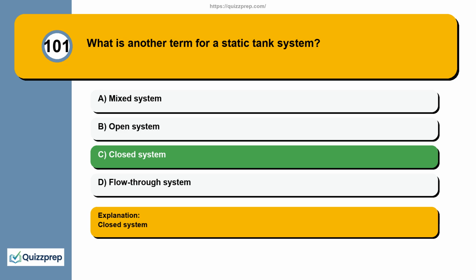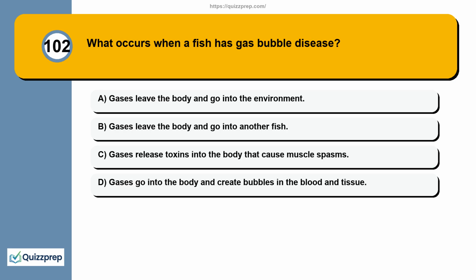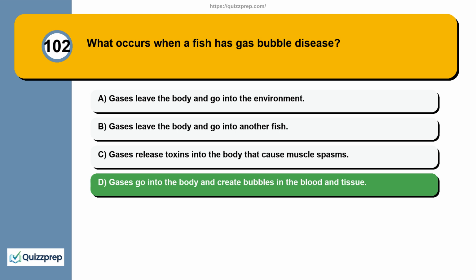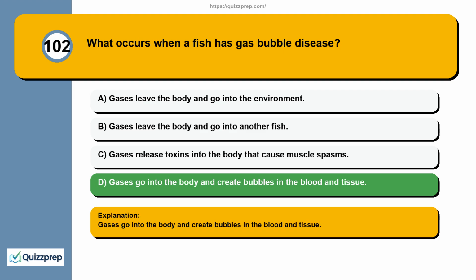Question 102. What occurs when a fish has gas bubble disease? Option A, gases leave the body and go into the environment. Option B, gases leave the body and go into another fish. Option C, gases release toxins into the body that cause muscle spasms. Option D, gases go into the body and create bubbles in the blood and tissue. The correct answer is option D, gases go into the body and create bubbles in the blood and tissue.